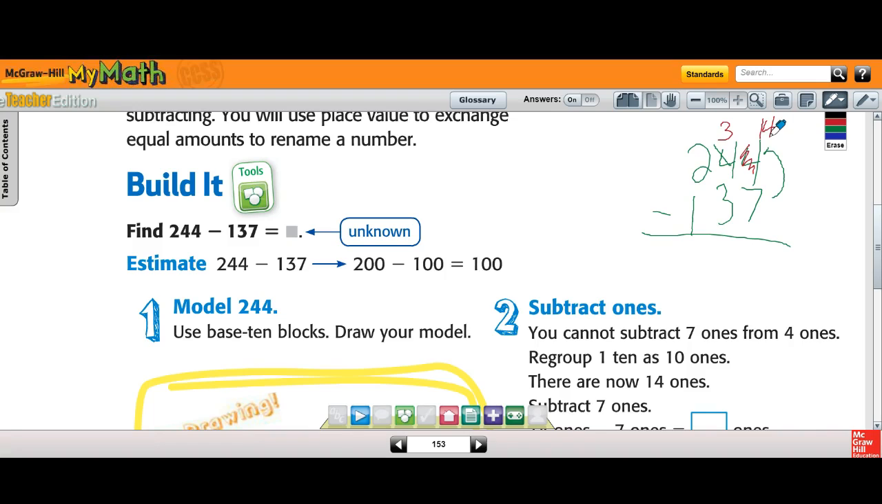Now can I subtract? Yes. 14 minus 7 is 7, and then 3 minus 3 is 0, and then 2 minus 1 is 1. Obviously, they rounded to the nearest hundreds, and they got 200 minus 100 equals 100.